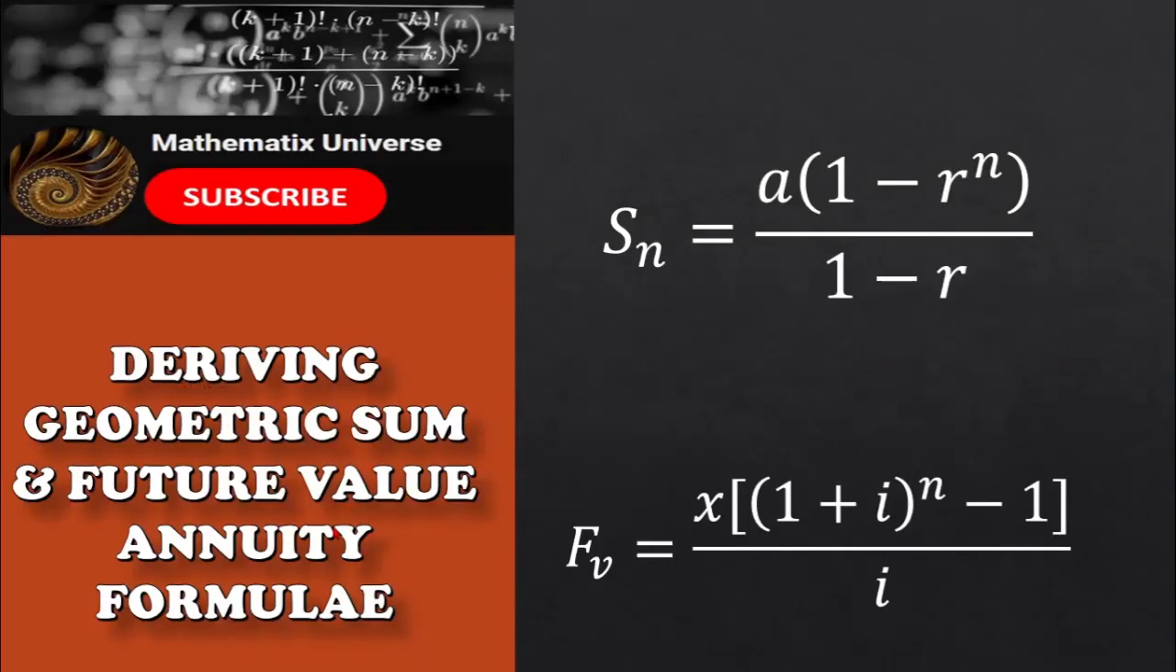Hey everyone, so today we are deriving formulae for the geometric sum Sn and the future value annuity formula FV. So we'll start immediately after this.